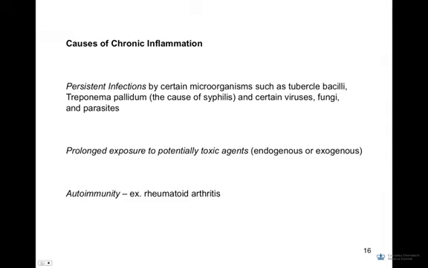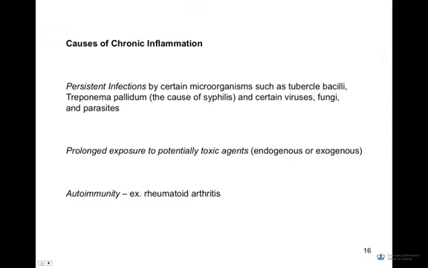Chronically elevated cholesterol. Okay? Chronically elevated cholesterol is also an endogenous toxic agent. Okay? And then chronic alcohol abuse is an exogenous agent that chronically damages tissue, including the liver. So these are all things that we are exposed to.